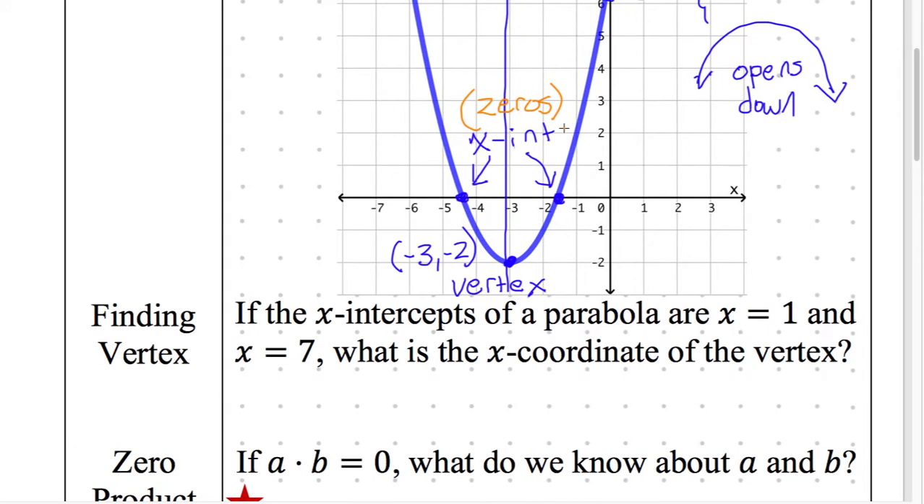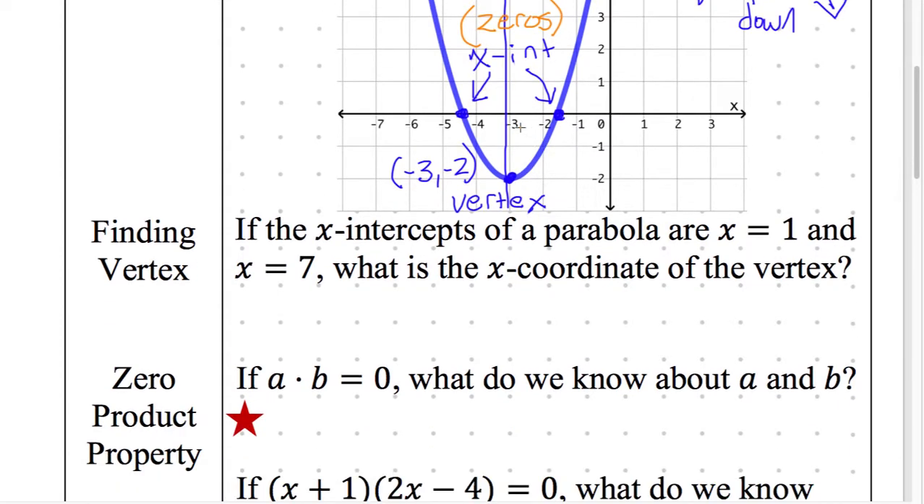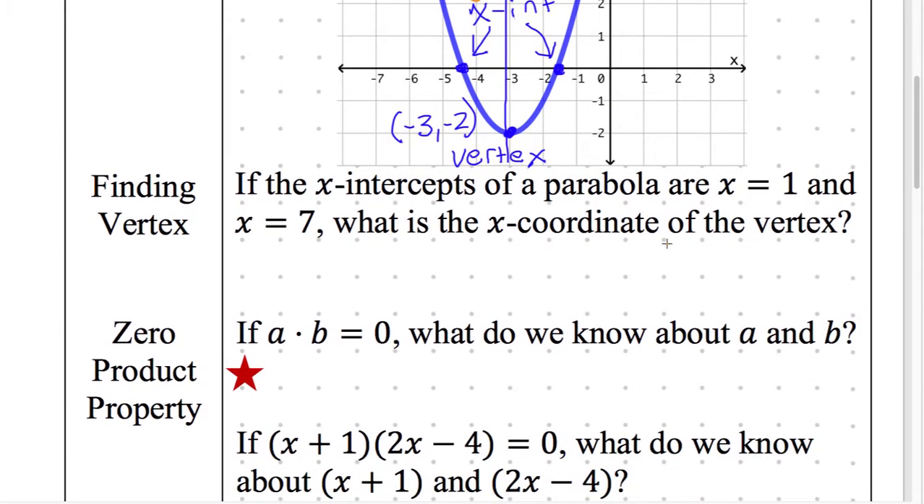All right, so how to find the vertex, and this is going to be built on tomorrow. Today I'm only asking you about the x coordinate of the vertex. Tomorrow I'm going to be doing x and y coordinate of the vertex. So on this parabola, the x-intercepts were a little bit weird. Let's pretend we have a new parabola. My new parabola has x-intercepts at x equals 1 and x equals 7. I want to know what the x coordinate is of the vertex. Notice that the vertex is halfway in between those 2 points. How am I going to find that?